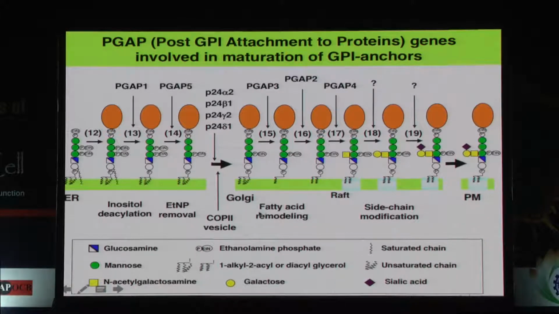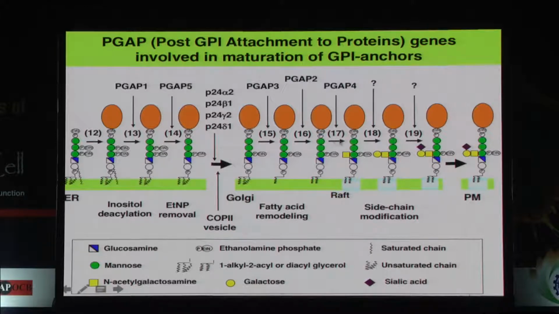Then the fatty acid remodeling occurs. PGAP3 is a GPI-specific phospholipase A2 that removes the unsaturated fatty acid, such as arachidonic acid. Then to the lyso intermediate, the saturated chain stearic acid is added back. For this deacylation, the PGAP2 protein is involved. So now there's the lipid structure. The lipid has two saturated chains, which is compatible with raft association and clustering.